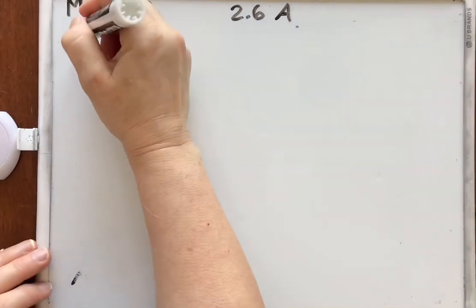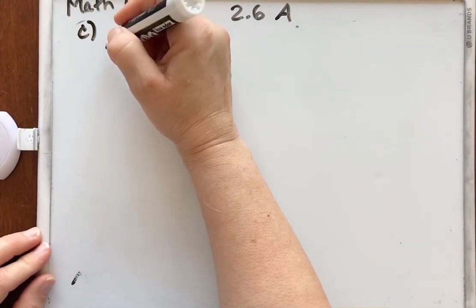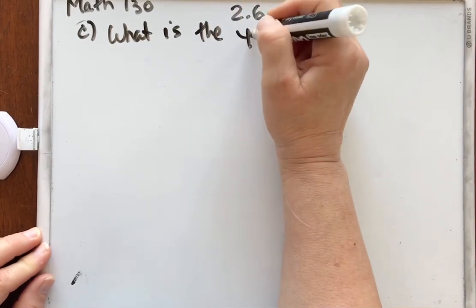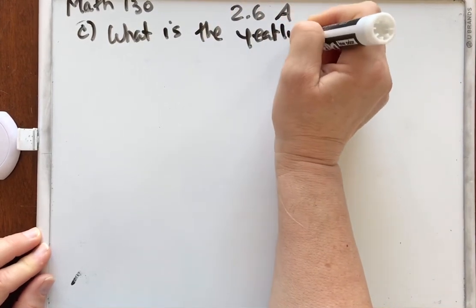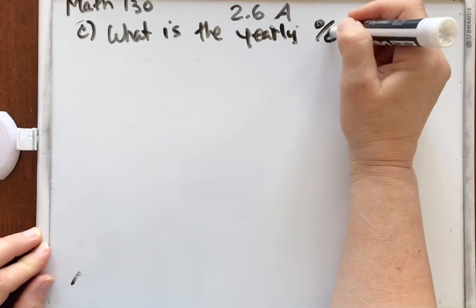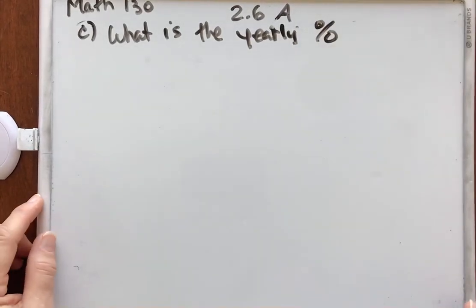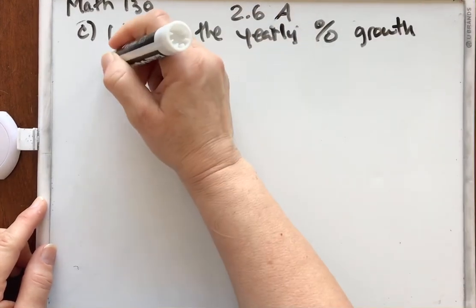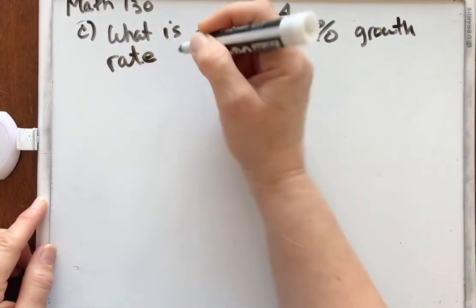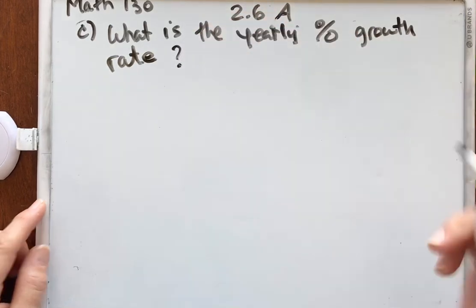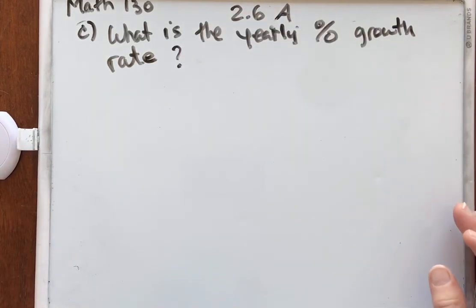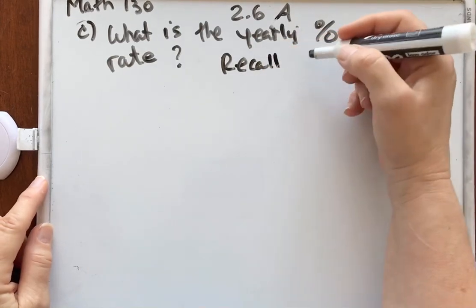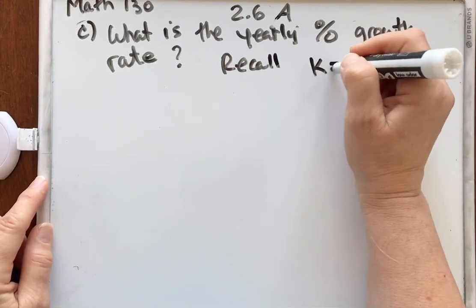Last part of this question. What is the yearly percentage growth rate? Well, recall, you learned this in a previous class. k equals ln of a.